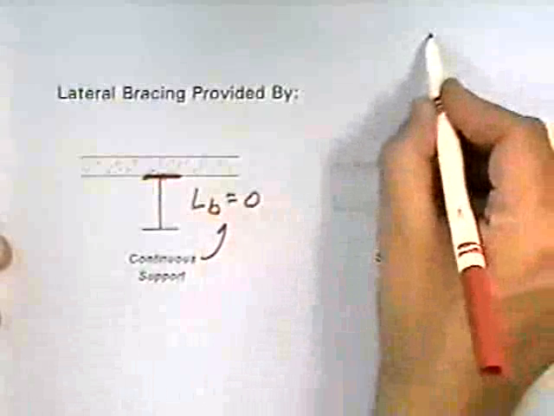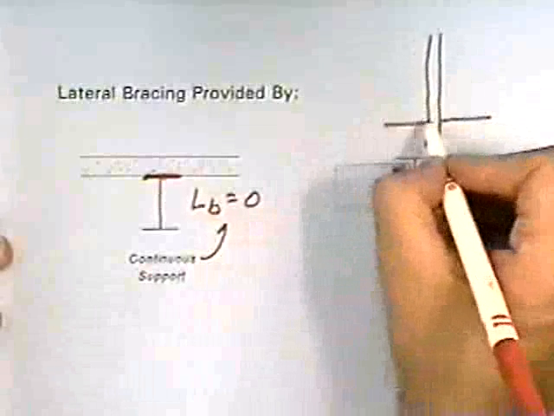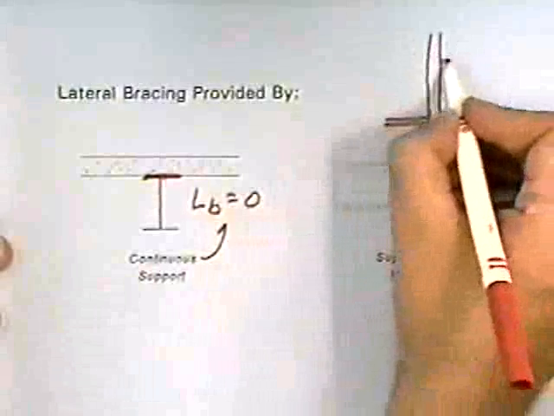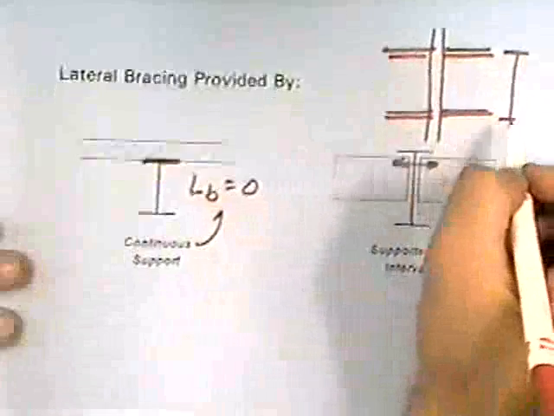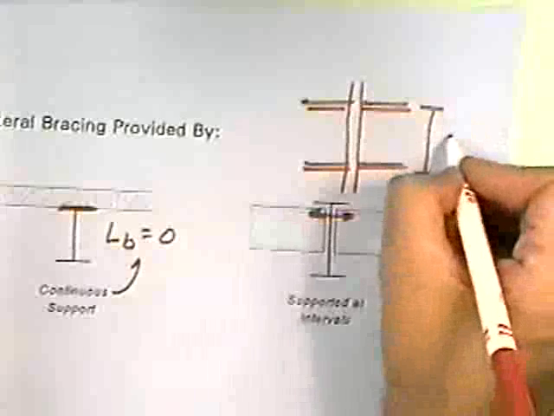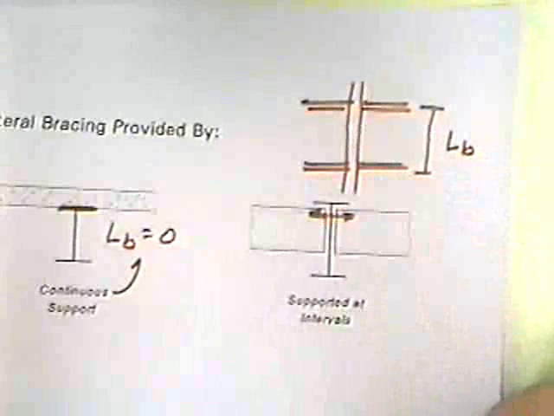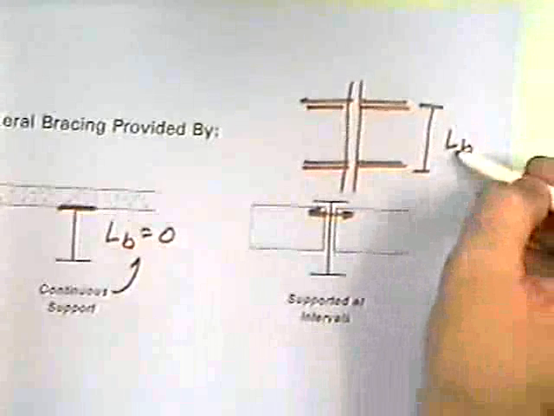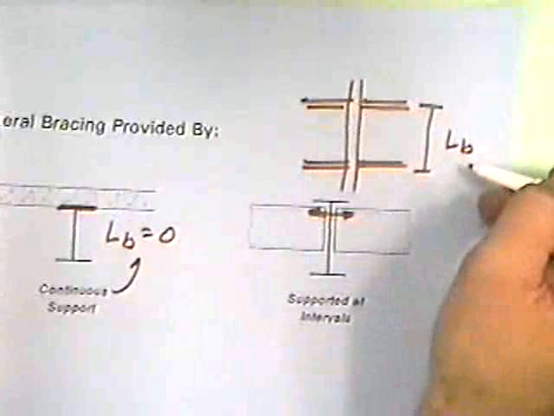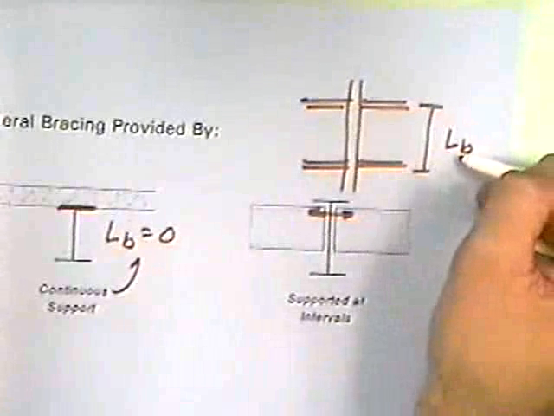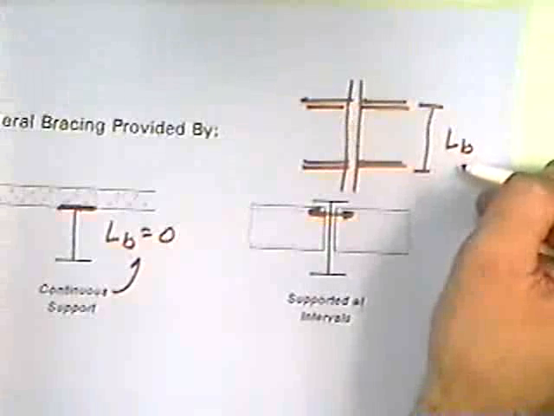However, if we look down on it, if we have our beam and then another beam coming in here, and then over here another beam is down here, then what we have is an unbraced length that's defined by the distance between the bracing points. What happens is, as the unbraced length increases, it's like increasing the length of a column. So as your unbraced length increases, you become more susceptible to lateral torsional buckling.